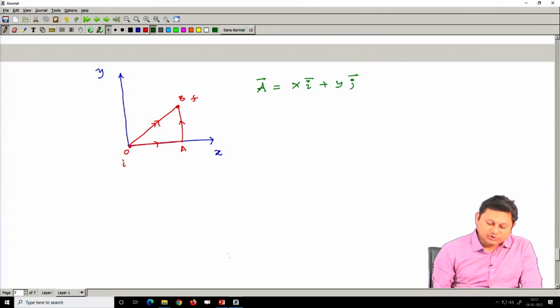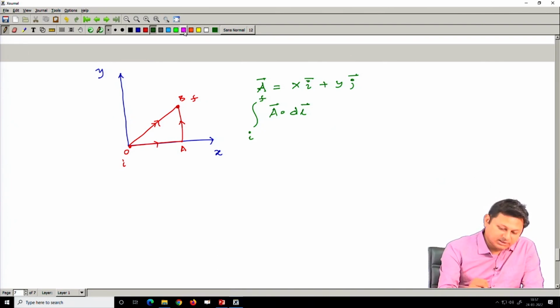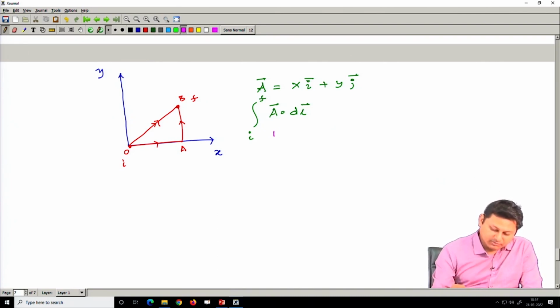Now, the question is what should be the value. It is simple, I am giving you this as homework: please find the integral of A dot dl from the initial point to the final point. I should also mention the path, because there are two different paths. This is for path 1, and you need to go from O to A and then B. This is one path.